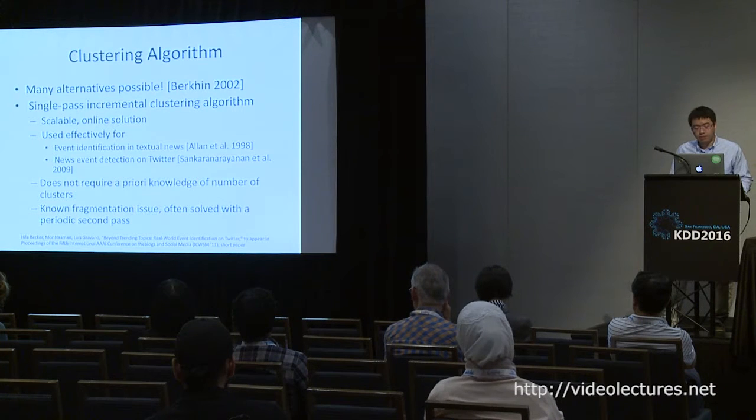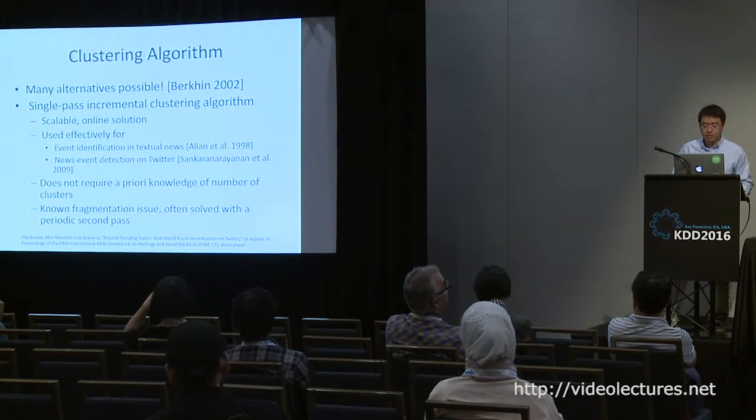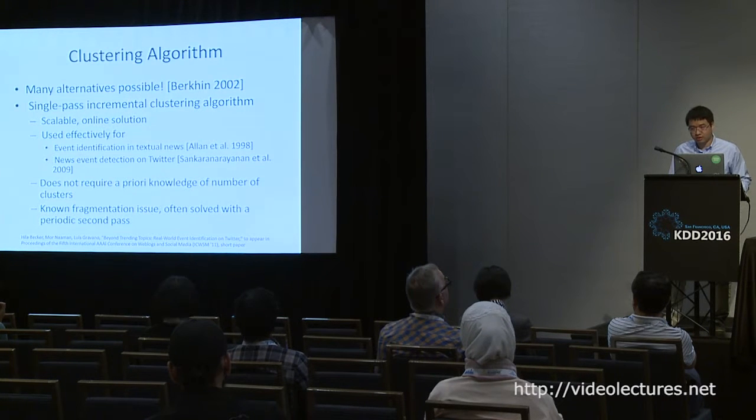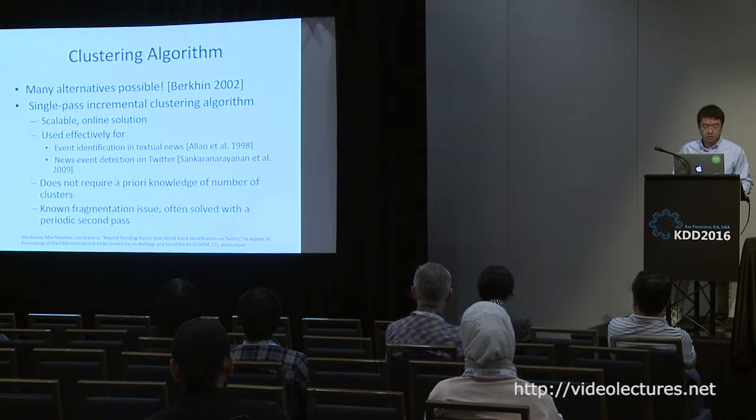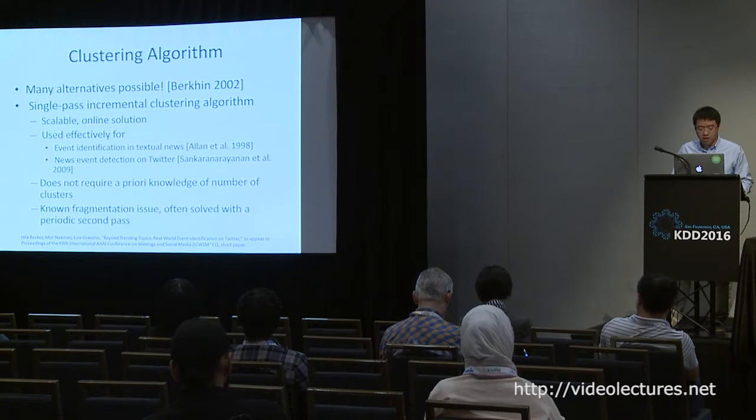And as a second step, as I said, they need to do a clustering. And there are many alternative clusterings available. A very popular choice is the so-called single-pass incremental clustering algorithm, which is very scalable, works in an online fashion, and is very effective for identifying events in text news.